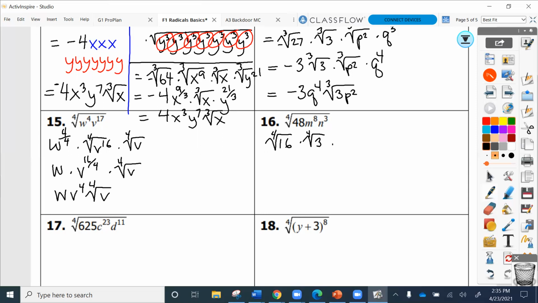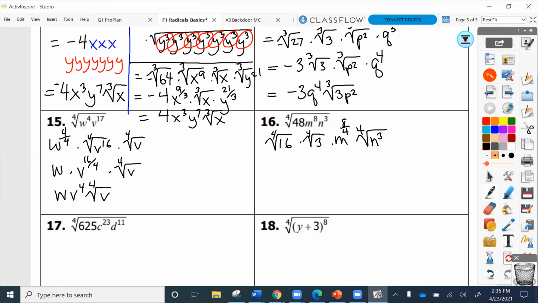Now, since 8 is divisible by 4, we can just pull that out and say that's going to be m to the 8 over 4 power. But we know that there's not enough n's, right? There's only 3. There would have to be 4 to move anything out. So we know that has to stay in the radical, because you'd have to have n to the 4th at least, or a multiple of 4. So this has to stay in, because there's not enough n's.